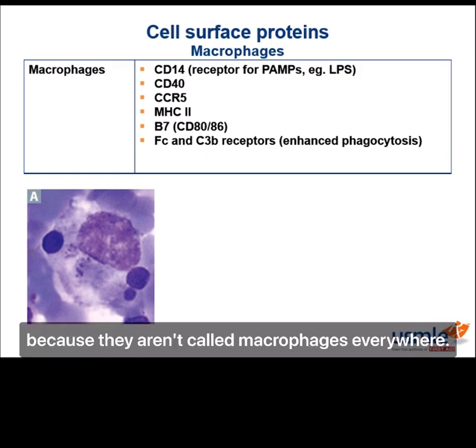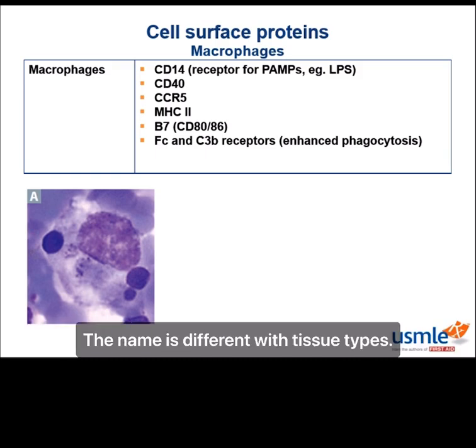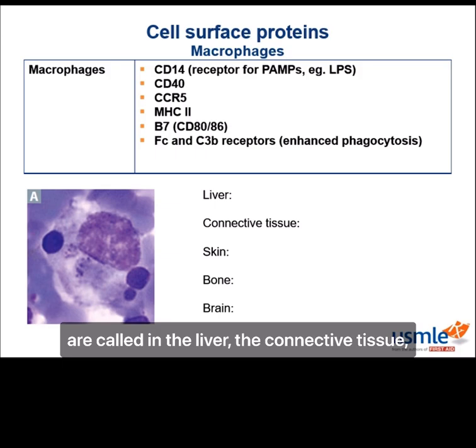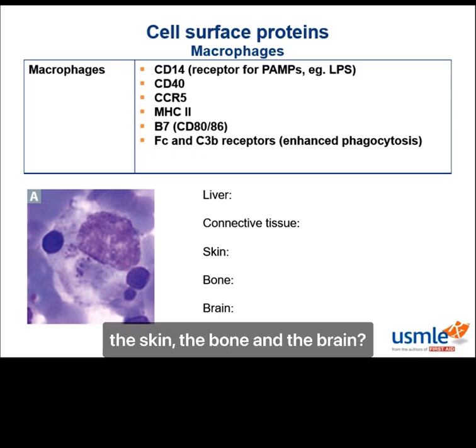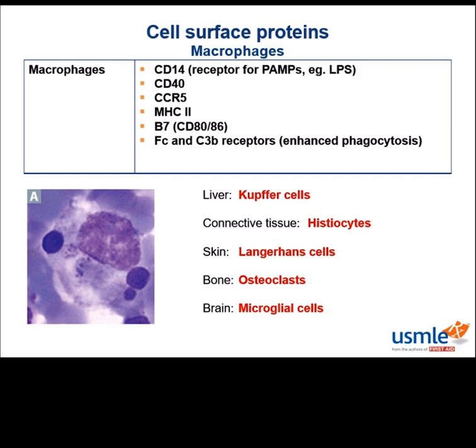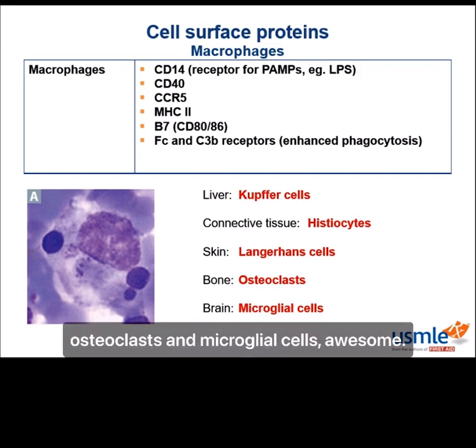Now, let's take a break and do a little cell type recall. Macrophages are special because they aren't called macrophages everywhere. The name is different with tissue types. Can you fill in the blanks with what macrophages are called in the liver, the connective tissue, the skin, the bone, and the brain? I'll give you a second. All right, you're right if you said Kupffer cells, histiocytes, Langerhans cells, osteoclasts, and microglial cells.